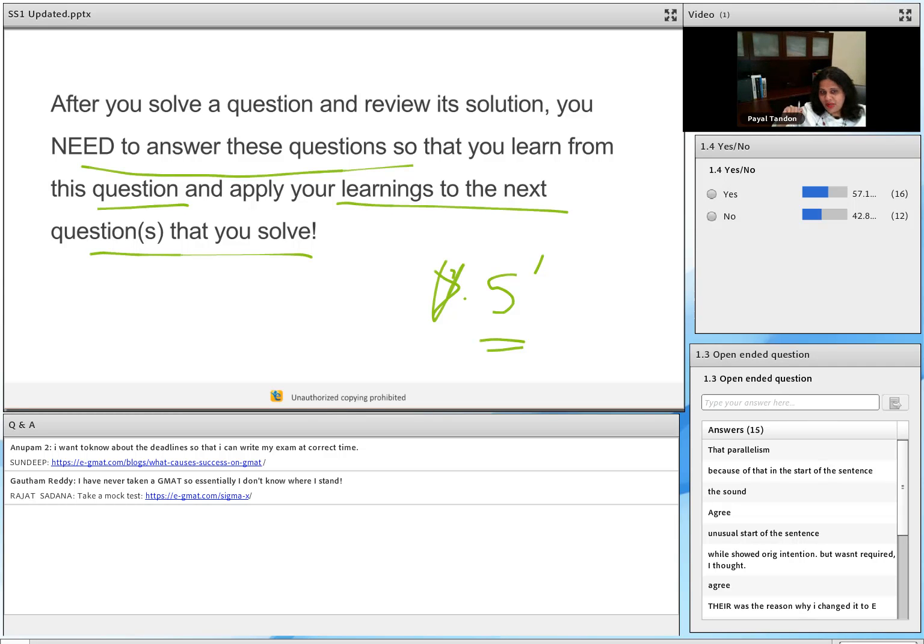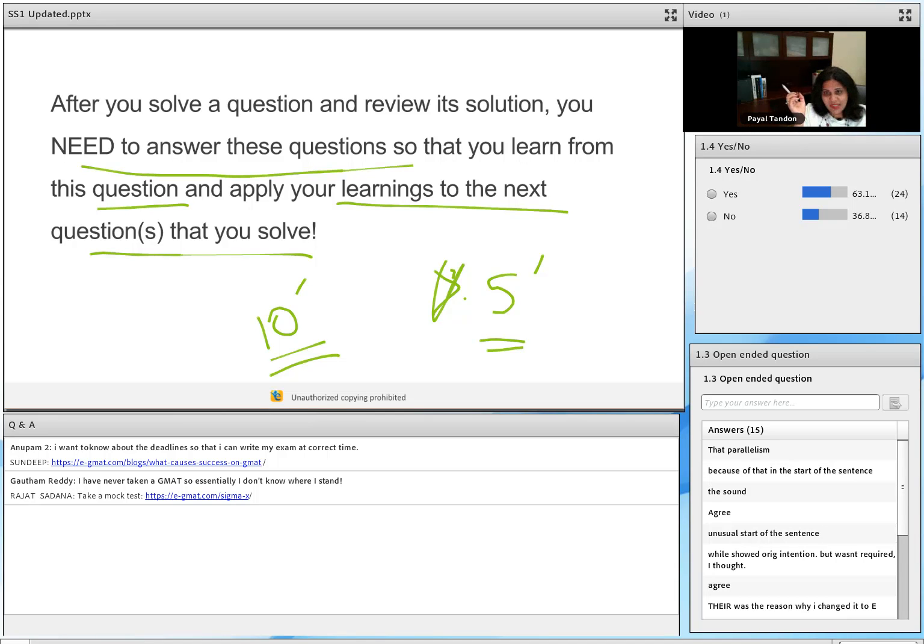If you're doing things the right way, if you want to get to that 90th percentile, you need to spend at least 10 minutes to review each and every solution. Now you may wonder, what do I have to do? What kind of review do you want me to do? Ultimately, whenever I review a solution, all I need to figure out is why is the choice that I selected incorrect, right? That's all I have to do.